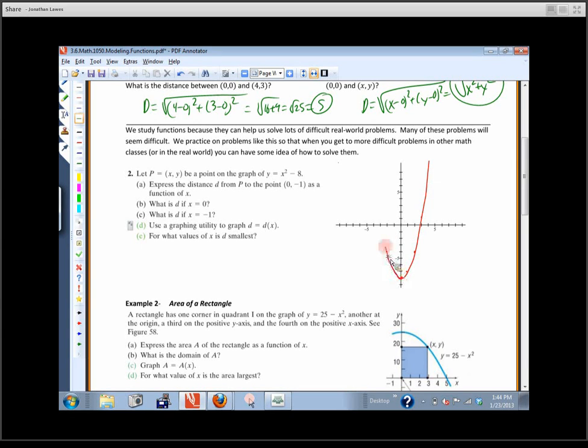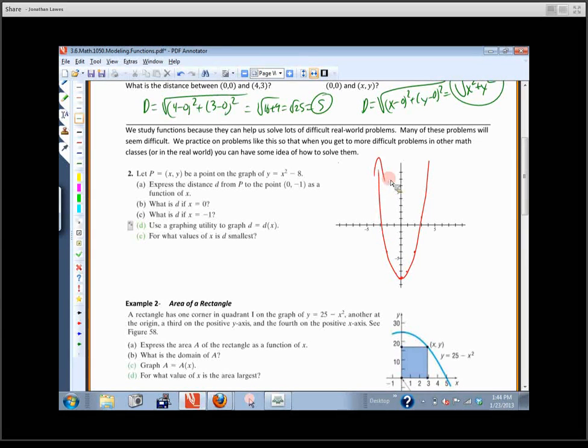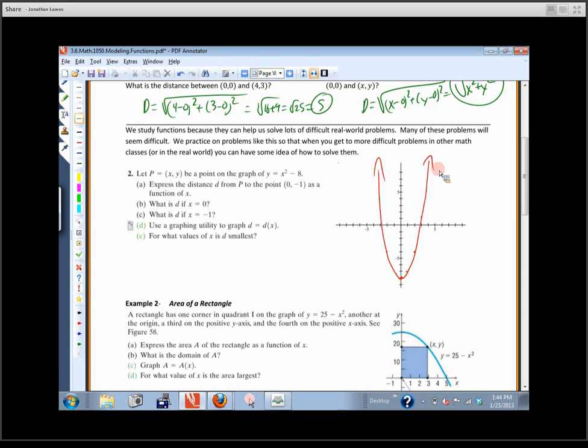Now, did it say where xy was on this curve? Could be anywhere, right? So it doesn't matter where we put it. I'm going to put it right here. That's going to be the point x comma y. You with me there?